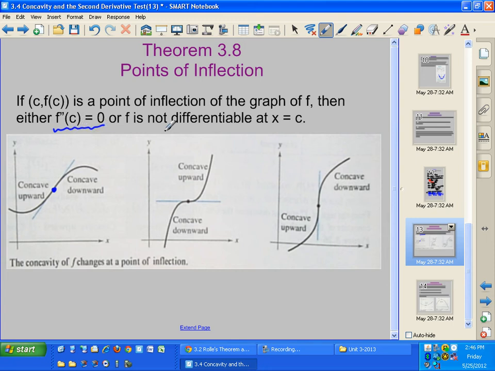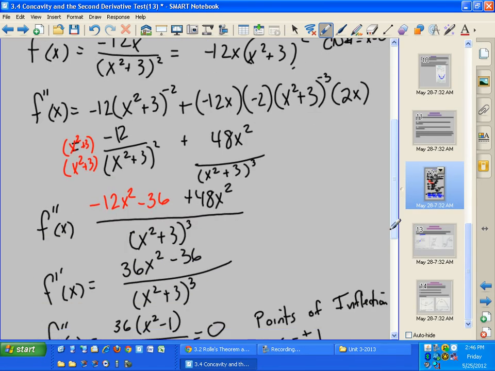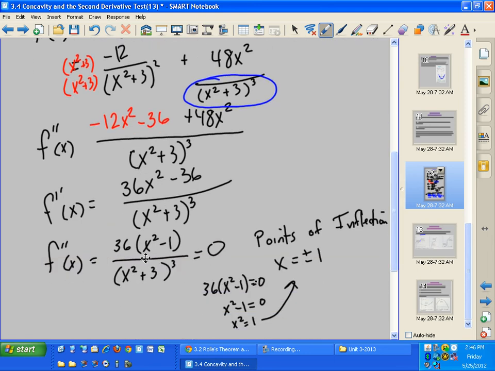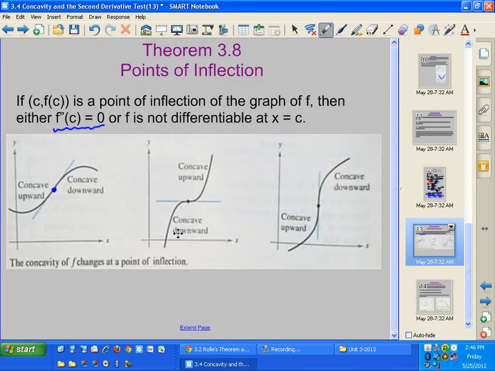Like in this previous example, I had to check and make sure that this guy on the bottom, the x cubed, was not equal to 0, or undefined, because I would test around that point also, like I did in the next example. So make sure you guys get these down. Make sure you understand. Come in with questions if you have any questions about points of inflection.